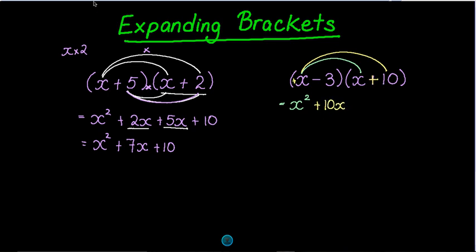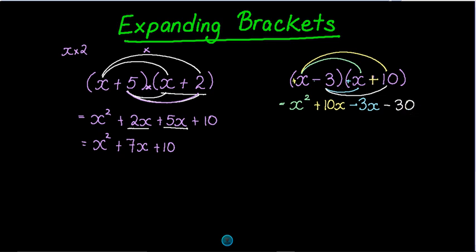Things change a little bit when we go underneath, because this time it's minus 3 times positive x. Now a negative times a positive is a negative, and 3 times x is 3x. Last but not least, we go minus 3 times 10. Once again, we've got a minus times a positive, so that gives me a minus answer. Remember, different sign, negative, same sign, positive. 3 times 10 is 30.